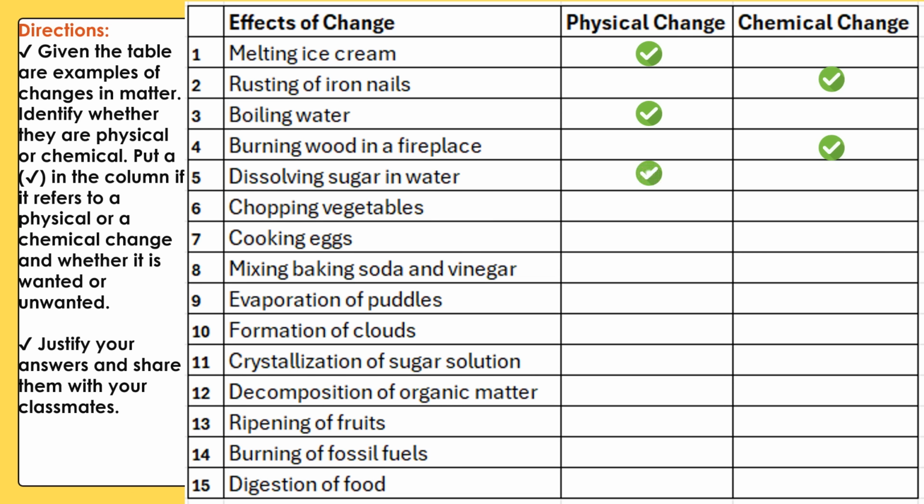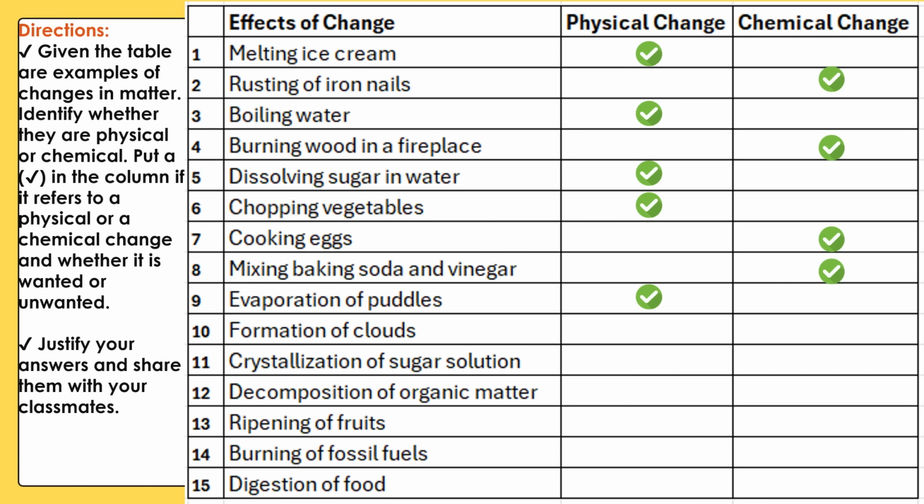Number 6. Chopping vegetables. Physical change. Number 7. Cooking eggs. Chemical change. Number 8. Mixing baking soda and vinegar. It is chemical change. Number 9. Evaporation of puddles. It is physical change.